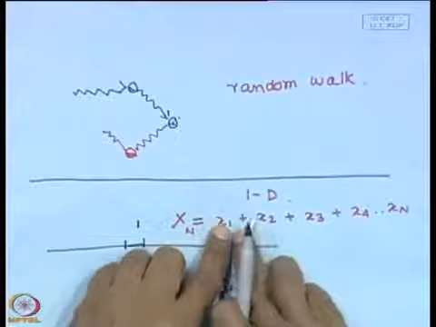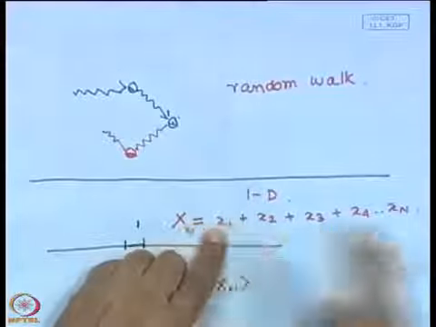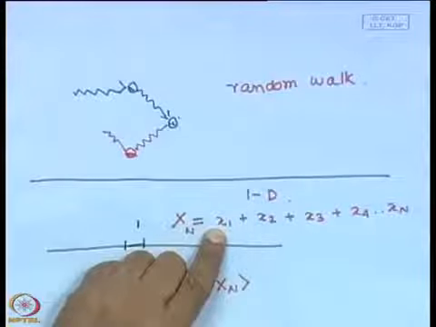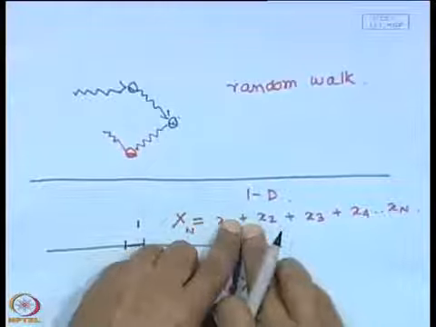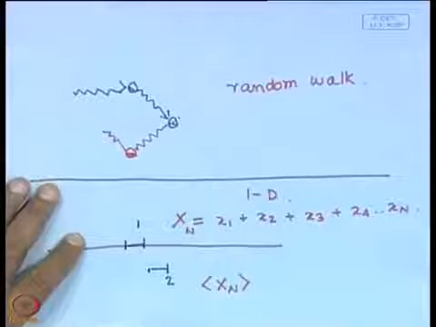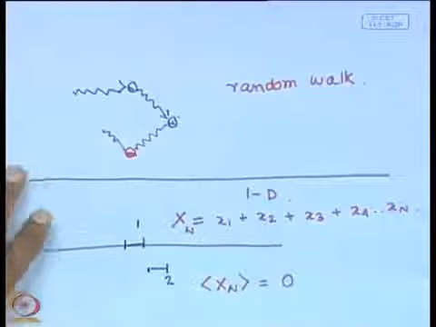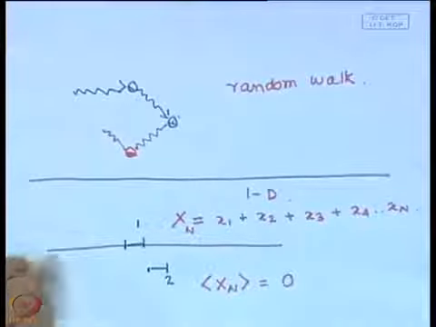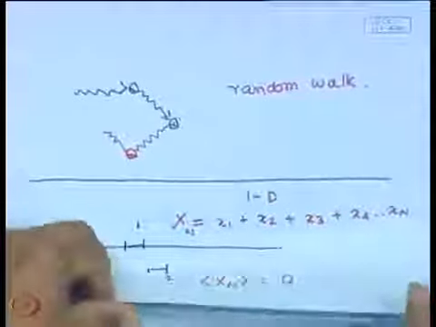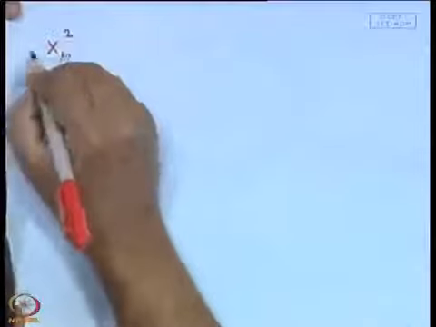Now, each of these are random numbers with equal probability of being positive or negative. So, the average of x1, average of x2 are all 0. So, the mean displacement is 0. But if you ask the question, what is the mean square displacement? Let us look at xn squared.